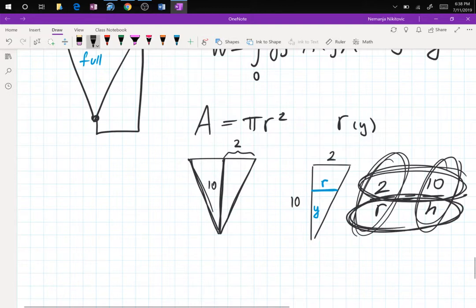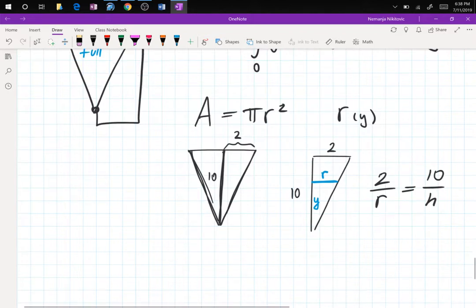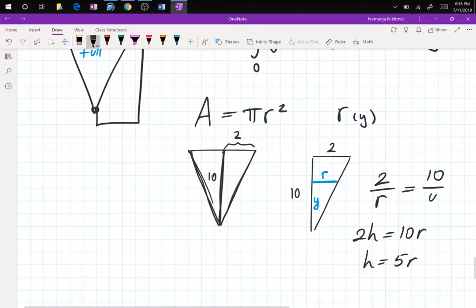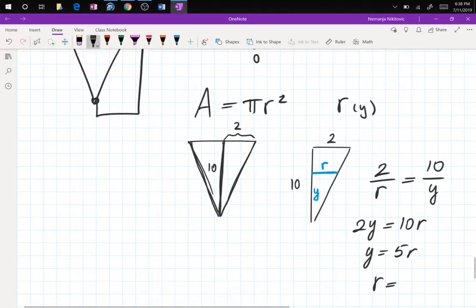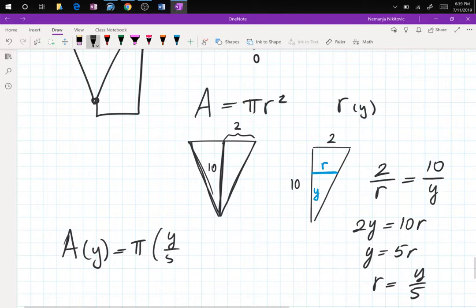Now you can rearrange this any way you want. They just have to be perfectly stacked like that. So now I can solve this: 2h is 10r, h is 5r, and because I need r in terms of y, r is y over 5. So now my area in terms of y is pi times r squared, which is y over 5 squared. And I get pi over 25 y squared.